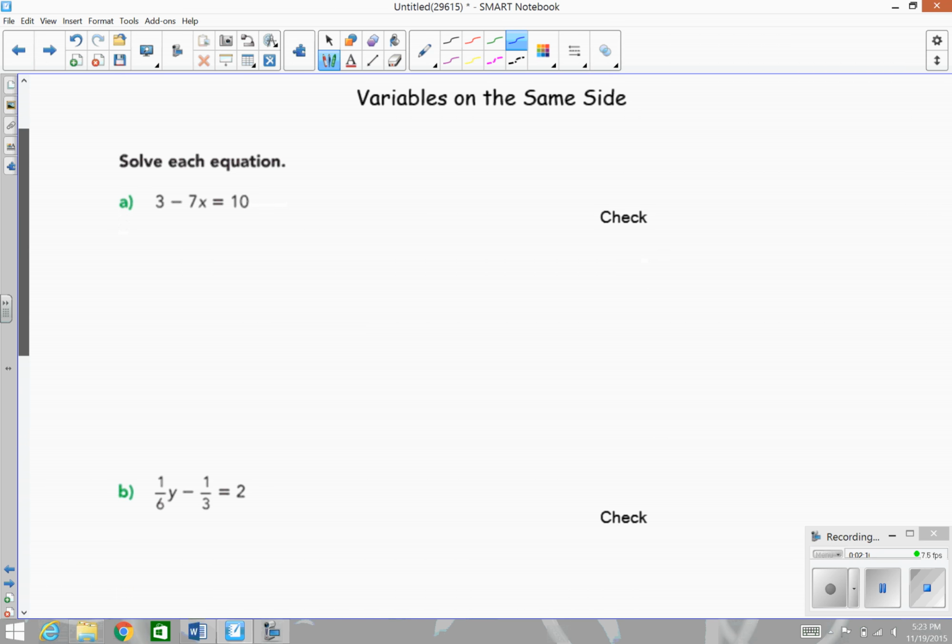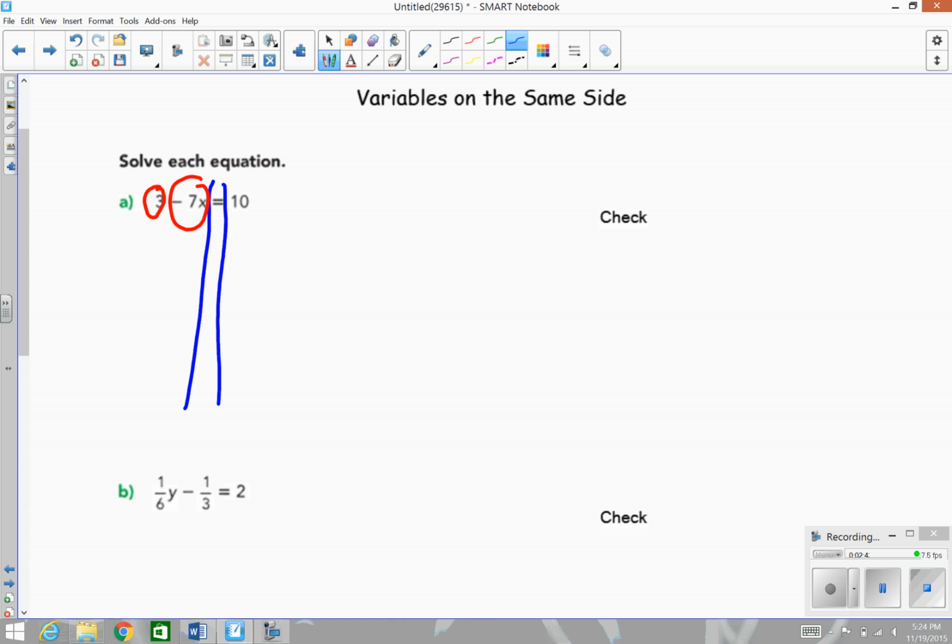Here's our first example. Solve each equation. We're going to draw the river. I see that I have two terms. This is a constant term, and this is an algebraic term, and the reason I know it's algebraic is because it has a variable. It has the x there. We want to move the 3 first. You always want to leave the variable where it is.